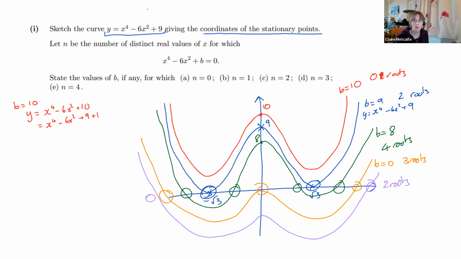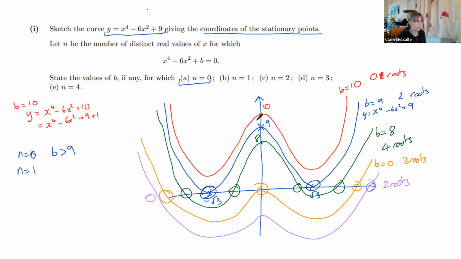Okay, so let's go through the question parts here in order. So n equals 0 when there are no roots. That's the case when I've got my b bigger than 9. So it's like the red case, when nothing actually crosses the x-axis.